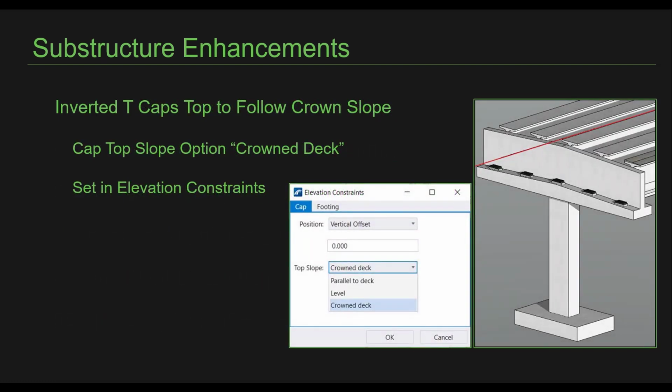The first enhancement with substructure elements is the inverted T-type caps to follow crown slope. The crown deck option for cap top slope was introduced in the previous release, the second release of 2021, but not for inverted T-type caps. In this release, the top of the inverted T can also follow the crown slope if the top slope is set to crown deck in the cap tab of the elevation constraints dialog. If the deck has multiple slopes, the top of the inverted T can also follow that and its bottom will be leveled.